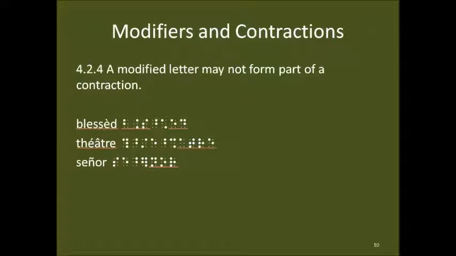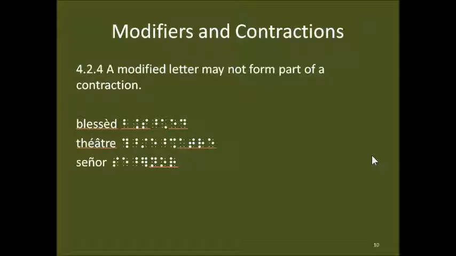A modified letter may not form part of a contraction. So if we have blessed, then we need to have the ED uncontracted. So a modifier isn't assumed that you are modifying just the next letter within a contraction like we did with type forms. If there's an accent mark on a letter that would have been contracted, you have to uncontract that letter combination, that group sign.